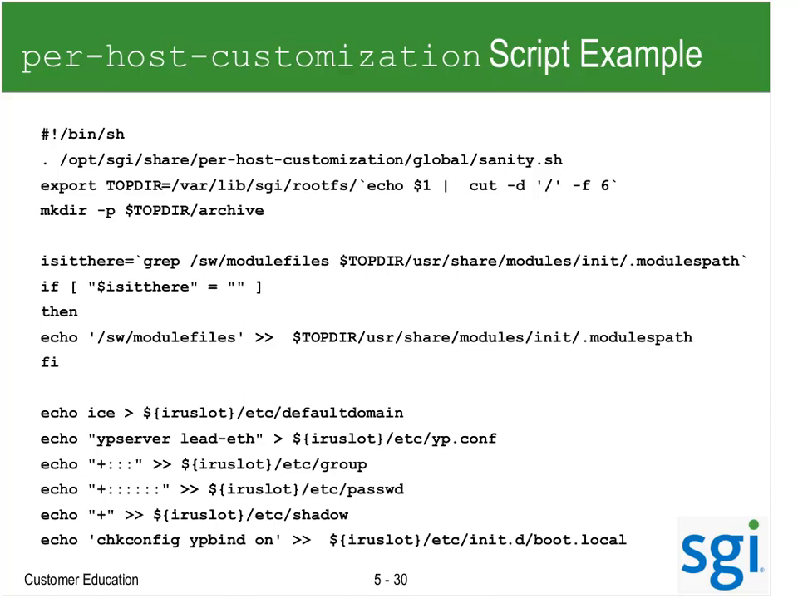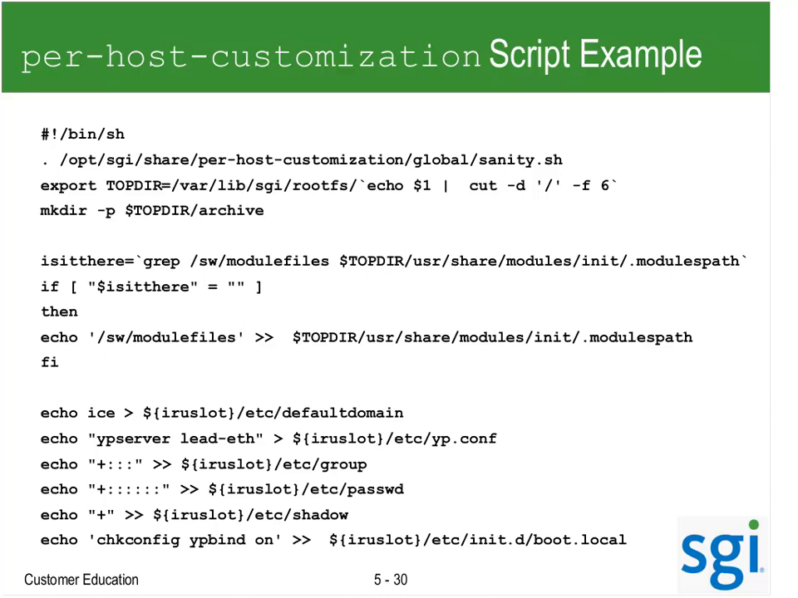Then, to avoid doing it multiple times, I'm saying, do we have SW module files in the modules path? If it's not there, then we're going to echo SW module files into the .modules path. That way, the compute nodes know where to find the modules for compilers and stuff.